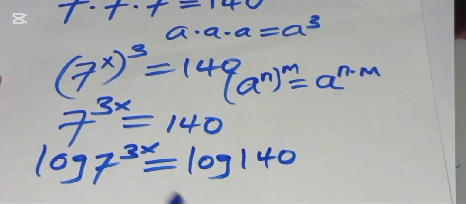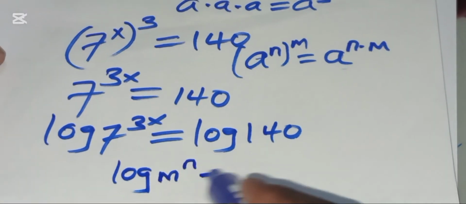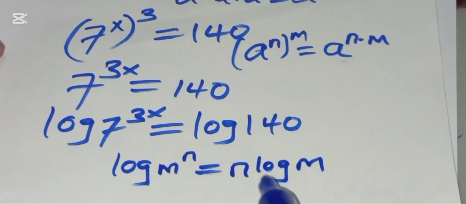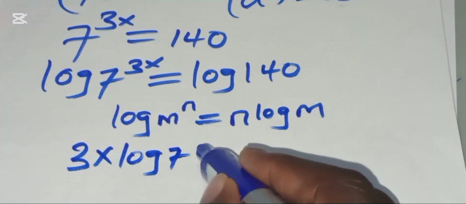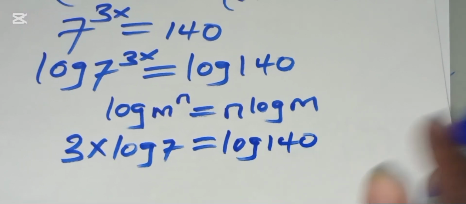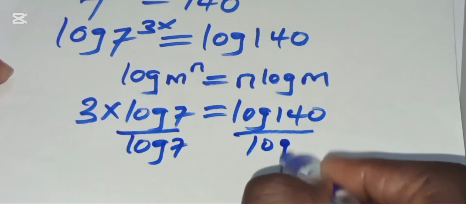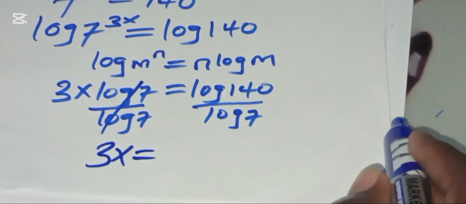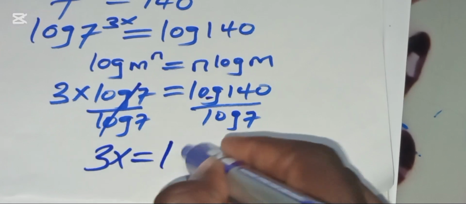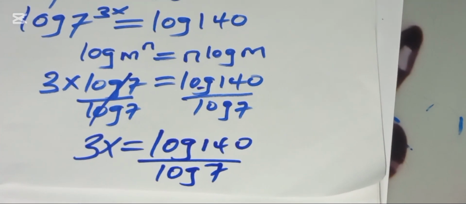Now, log 7 raised to the power 3x is in the form of log m raised to power n, which you can express as n log m. Applying this power rule property of logarithms, you'll have 3x log 7 equal to log 140. So we divide both sides by log 7. Let's simplify here, you'll have 3x equal to log 140 divided by log 7.